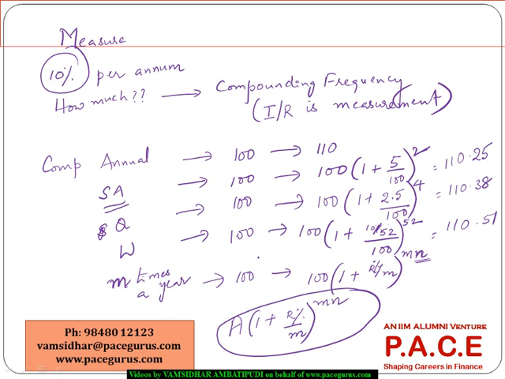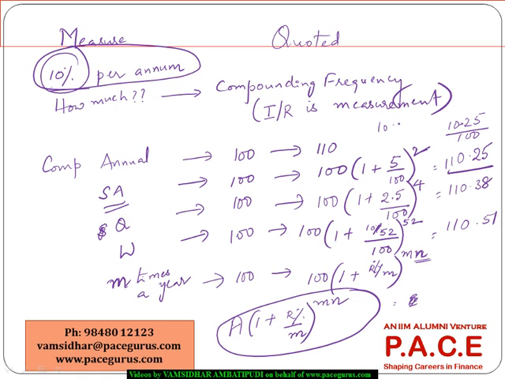But one thing you have to understand here is, in all these situations, the quoted rate is always per annum, 10% per annum. What you are going to get could be more than that, depending on how the compounding is typically happening, right? So here in this case, if I am getting 110.25, it means I am getting 10.25 extra over 100.